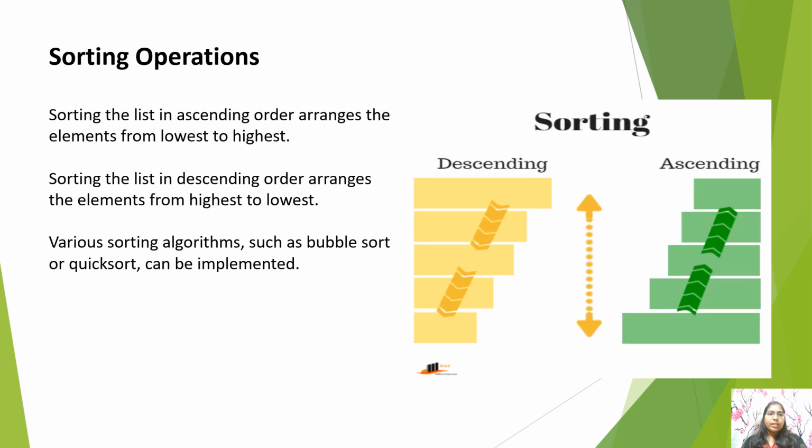Sorting operations. Sorting the list in ascending order arranges the elements from lowest to highest. Sorting the list in descending order arranges the elements from highest to lowest. Various sorting algorithms such as bubble sort or quick sort can be implemented.